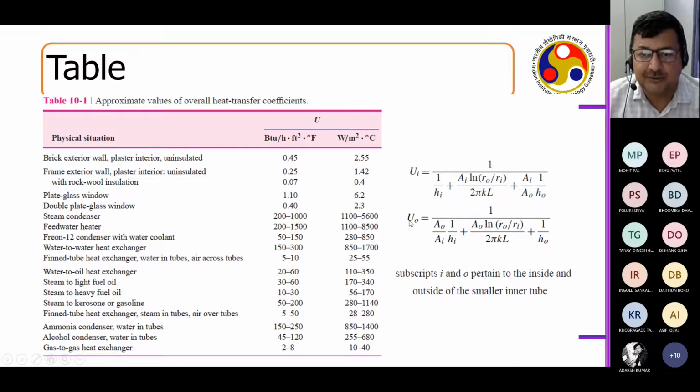We have done a few tutorial problems also. It can be written in terms of the inside area and in terms of the outside area. Based on that, you write the overall heat transfer coefficient towards the inner radius and the outer radius.